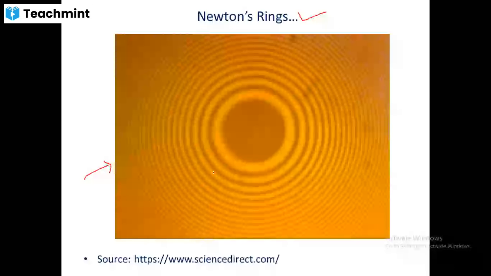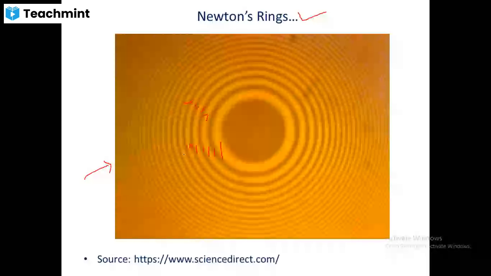One is yellow, one is black, yellow, black, yellow, black. So alternating yellow and black circular rings. These are called Newton's rings, because Newton was the one who explained this phenomenon. Newton's rings are these alternating dark and bright circles. Some area is bright, this is dark, bright, dark, bright, dark. So we have alternating bright and dark fringe patterns.